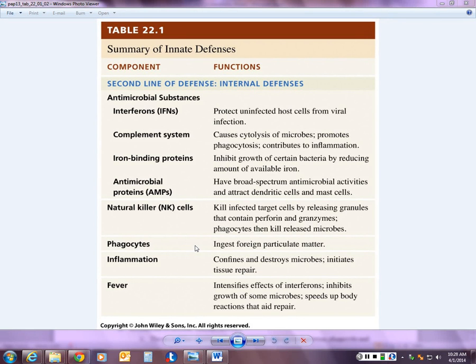So we'll begin by taking a look at the top line of this chart. And you see they say as a generic category, we're going to evaluate here just for a moment or two, antimicrobial substances. It's kind of a broad term that just refers to various proteins and other components found within the internal environment that are going to have antimicrobial properties. So we begin here with interferons, abbreviated IFNs. Interferons literally interfere with the ability of a virus to do what we call replicate.